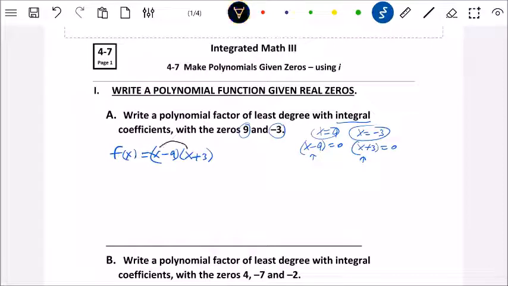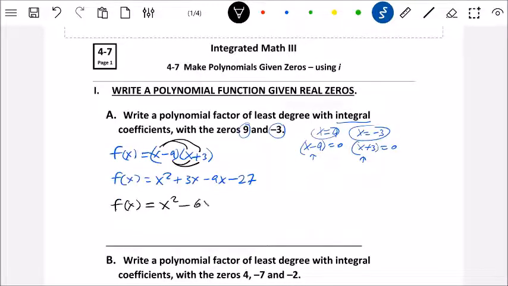So I'm going to multiply the x times both of those and the -9 times both of those. I get that the function of x is equal to x squared plus 3x minus 9x minus 27. And then I need to combine the like terms. So we get x squared minus 6x minus 27.